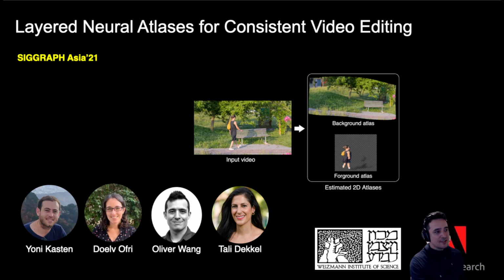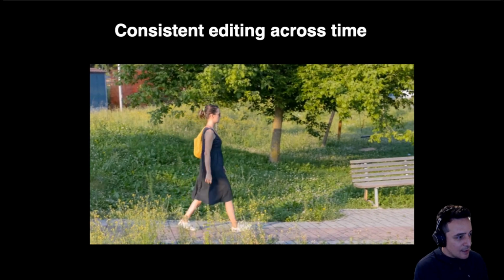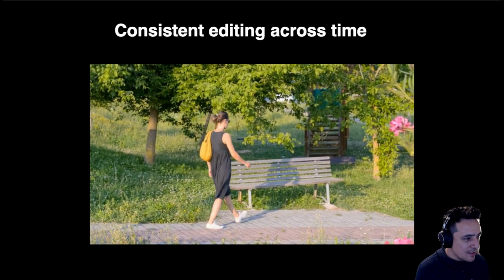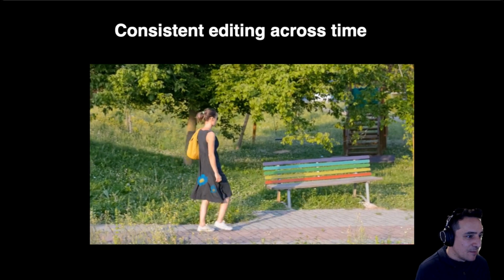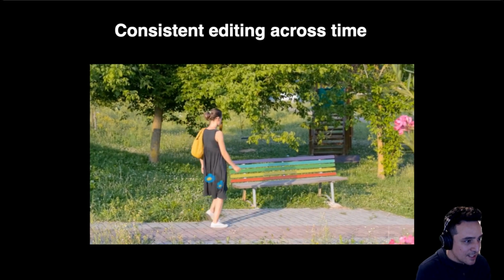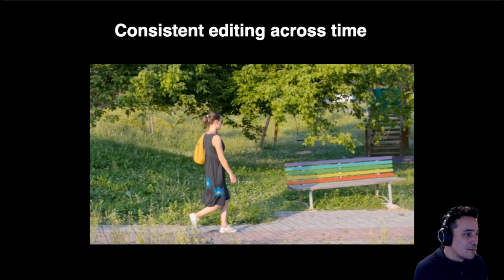This is a project called Layered Neural Atlases for Consistent Video Editing. It will be presented at SIGGRAPH Asia this year. This is a collaboration between the Weizmann Institute of Science and Adobe Research. The goal here is to do consistent editing of videos across time. It's hard to edit an entire video at once because you can't draw on all the frames. So we want to take this video and generate something like this. We've added flowers on the dress, and we've added some colors onto the bench, and we want them to interact correctly with the shadows and also track with the objects and the camera as it moves.